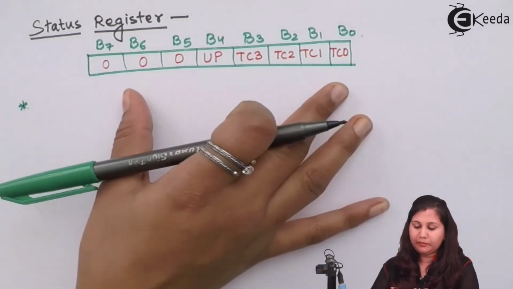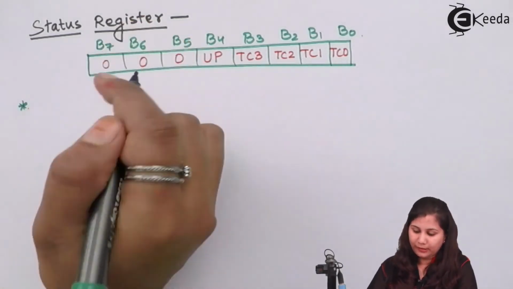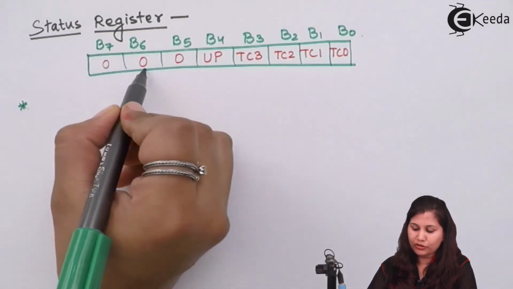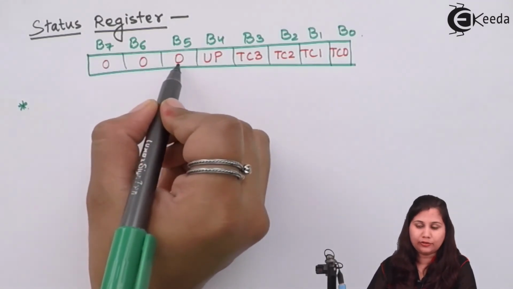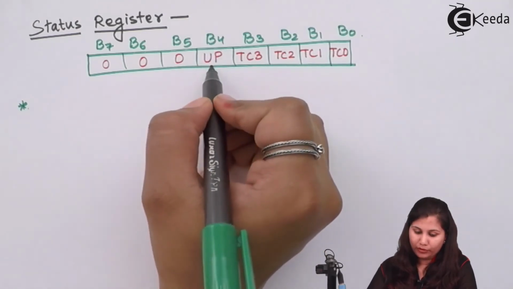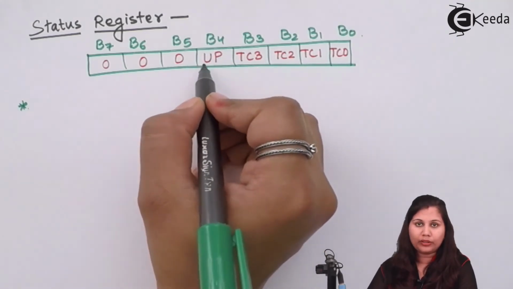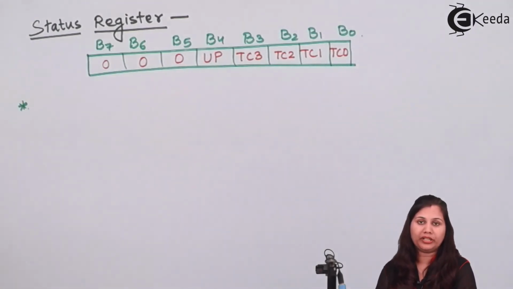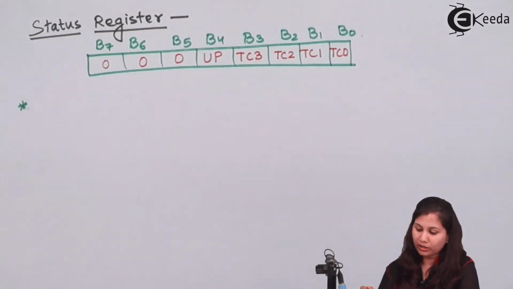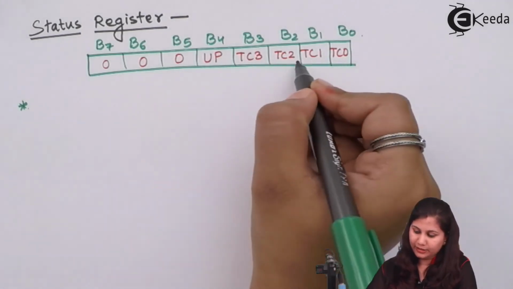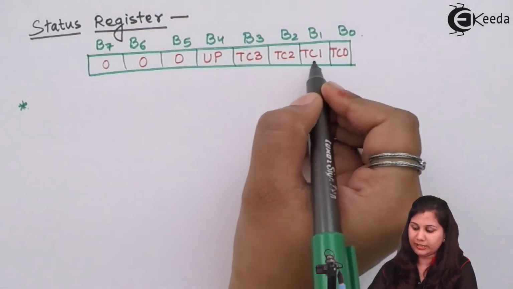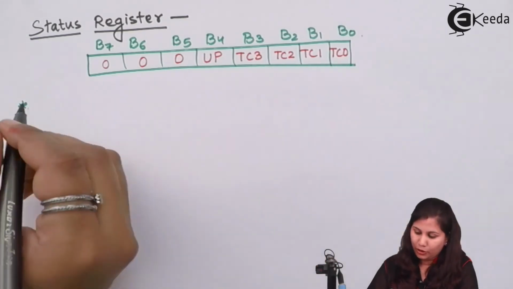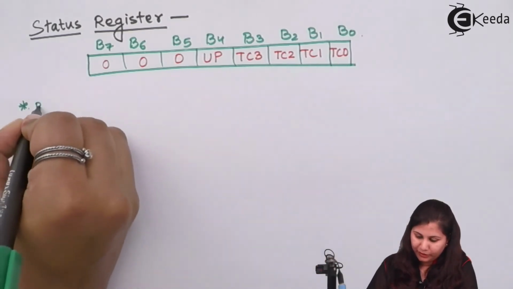So these are the 8 bits of the status register. Bits number 7, 6 and 5 are at the fixed logic 0, 0 and 0. Then bit number 4 is for reloading, to state whether channel number 2 is being reloaded or not. Then TC3, TC2, TC1 and TC0 are for the terminal count of the 4 channels. So let us have B0.